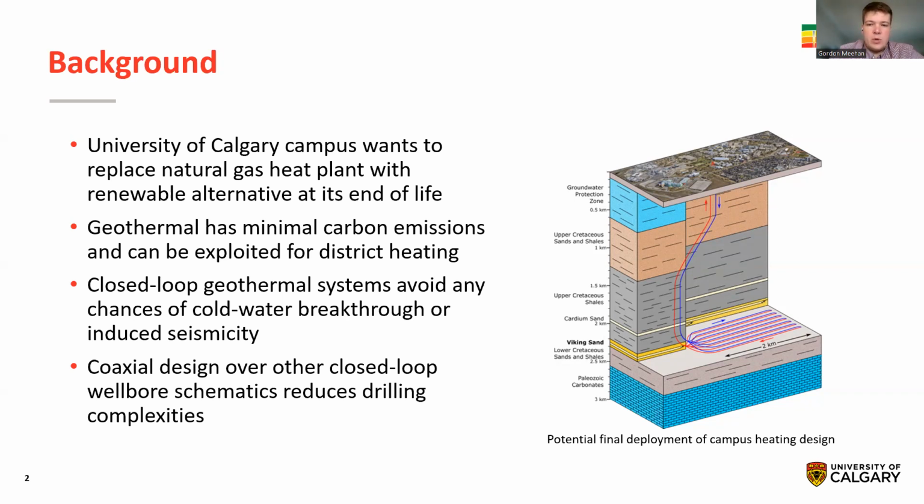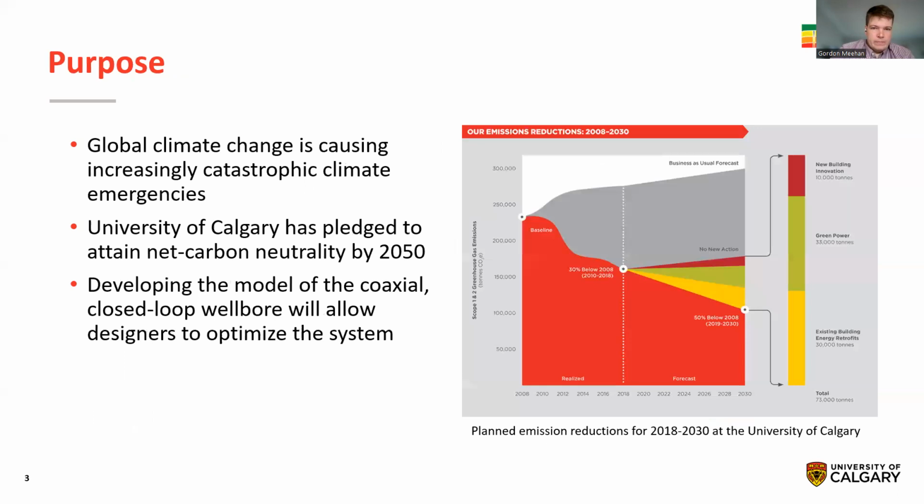Conventionally, geothermal energy has been exploited by producing hot fluid from a geothermal reservoir. By using a closed-loop coaxial design, the well can be drilled into formations with little fluid and little permeability. These closed-loop designs require no fluid travel through the formation or formation stimulation, which avoids issues such as cold fluid breakthrough or induced seismicity. Lastly, the coaxial design over a U-loop system reduces drilling complexities.